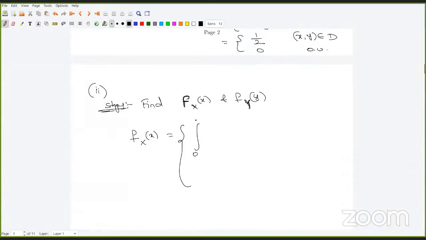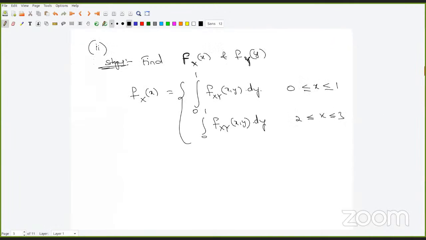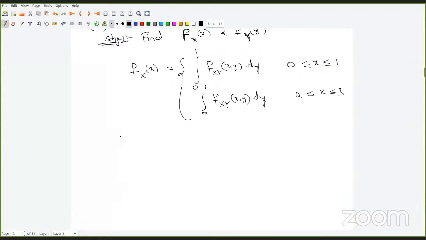You can do it like this also. So integral 0 to 1 fxy of x comma y dy when X is in between 0 to 1, and again it will be the same value, 0 to 1. The limits are the same actually, integral of fxy dy when X is in between 2 to 3. Okay, so let us compute this 0 to 1. When x is in between 0 to 1, what is fxy of x comma y? Half. So half dy.